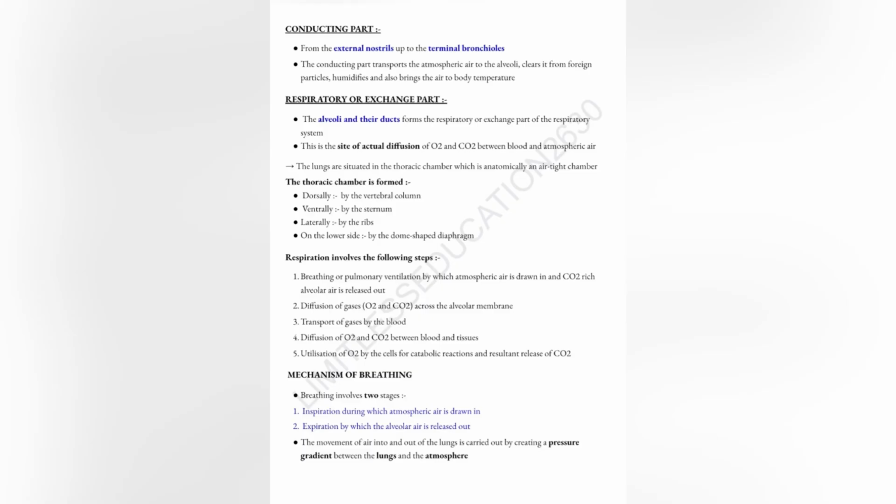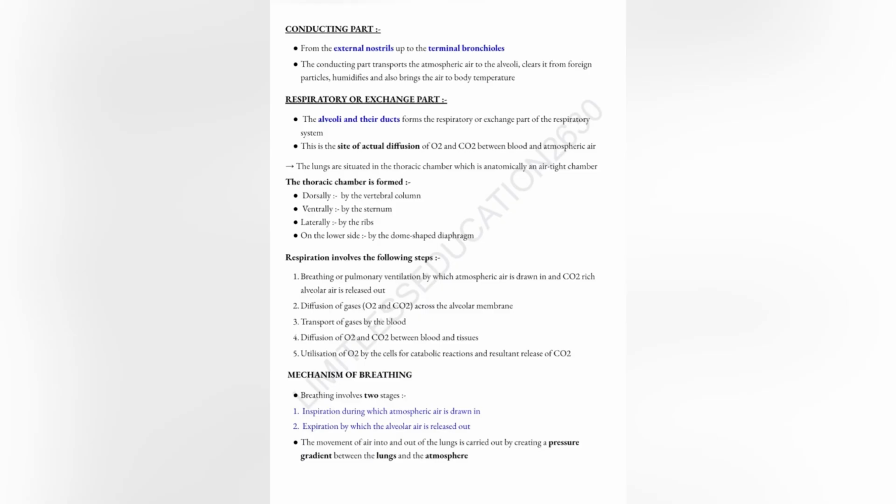The lungs are situated in the thoracic chamber, which is anatomically an airtight chamber. This thoracic chamber is formed dorsally by the vertebral column, ventrally by the sternum, laterally by the ribs, and on the lower side by the dome-shaped diaphragm.